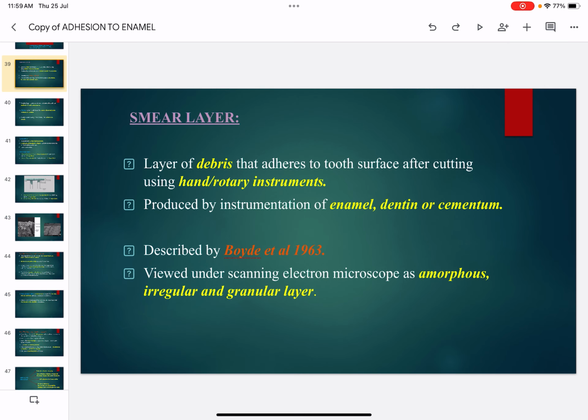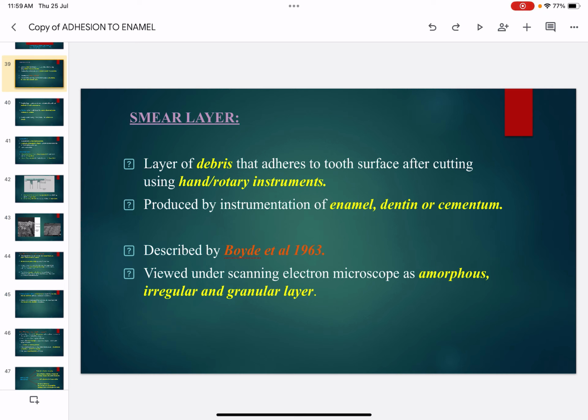Today we are going to discuss smear layer. Now, what is basically smear layer? Smear layer is a layer of debris that attaches to the tooth surface after cutting using hand or rotary instruments. Now, for cavity preparation, we use hand and rotary cutting instruments.